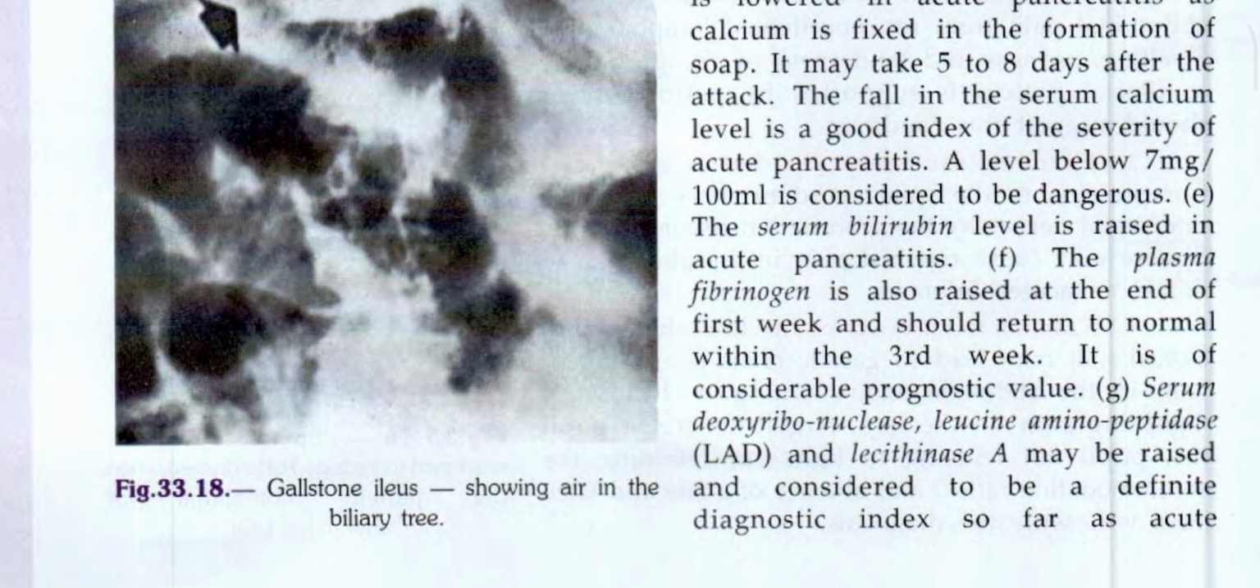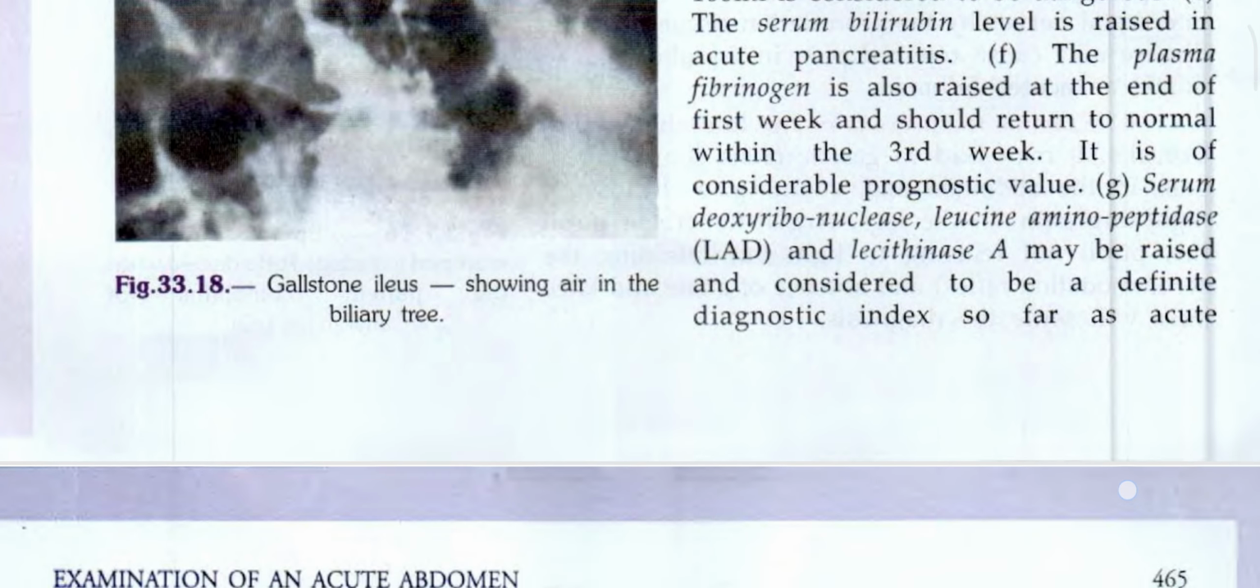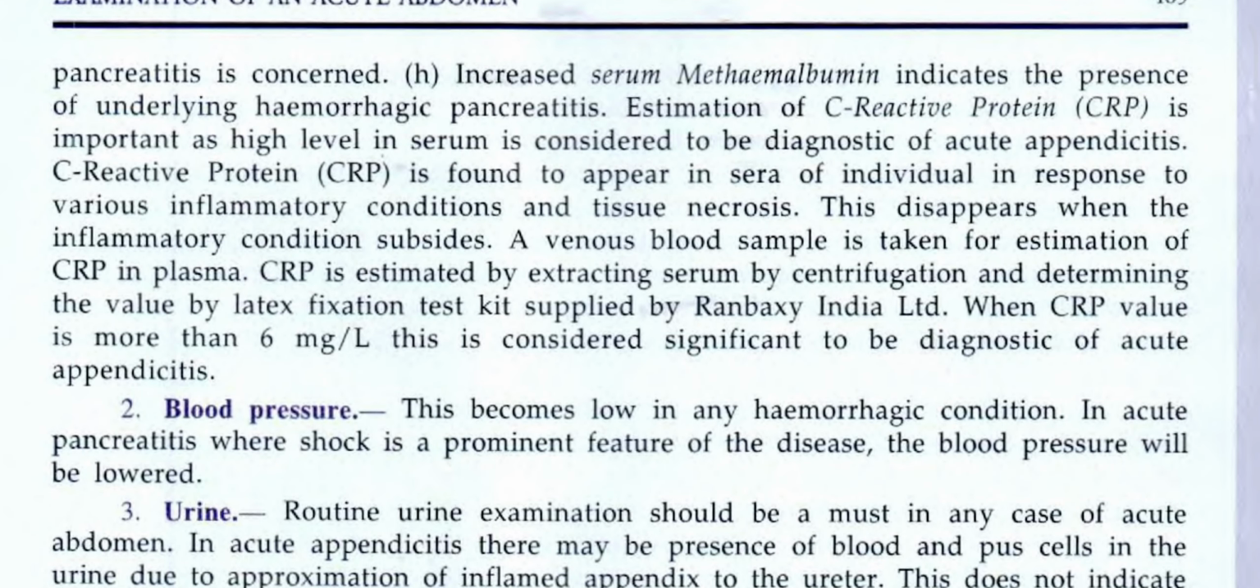Serum deoxyribonuclease, leucine aminopeptidase (LAP) and lecithinase A may be raised and considered to be a definite diagnostic index so far as acute pancreatitis is concerned. Increased serum methemalbumin indicates the presence of underlying hemorrhagic pancreatitis.